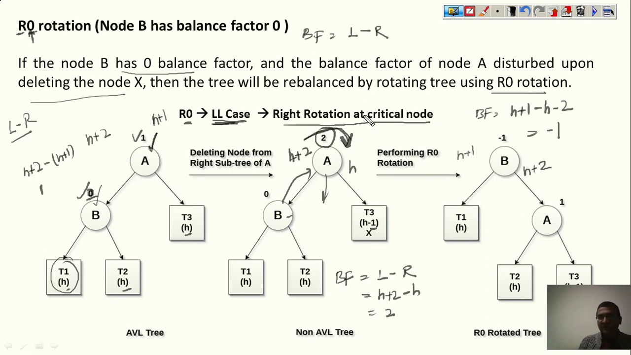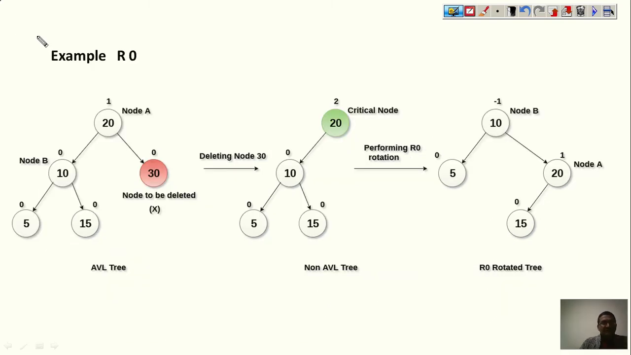Okay, moving to the next. Let us take an example of the R0 case of deletion. This is actually the LL case, so you can memorize that for R0 we need to do the kind of rotation which we do in the LL case.